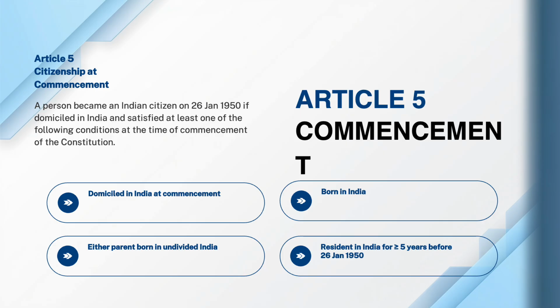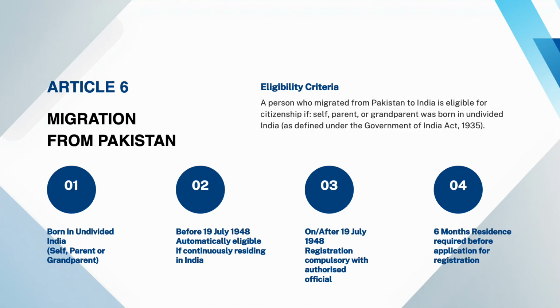Now let's move to Article 6. Like I mentioned earlier, the political situation of India was unstable at the time. So they also had to add a clause for people who migrated from Pakistan to India. Some people changed their minds and came back to India. What happens to them is mentioned in Article 6. How can they become an Indian citizen?